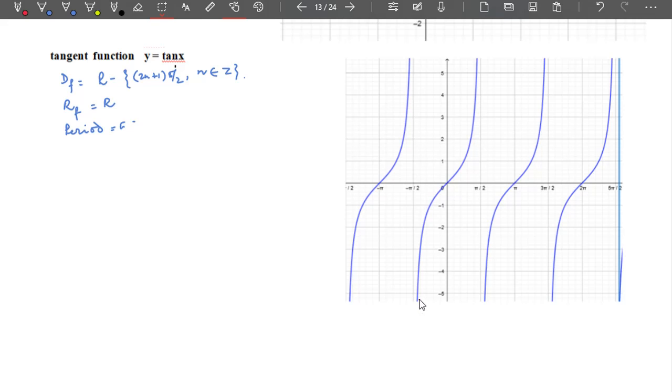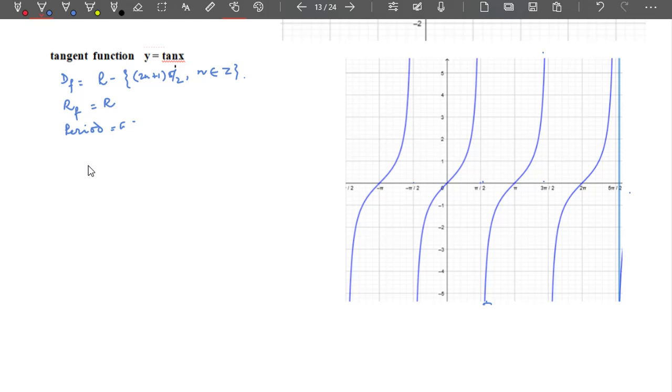It increases from minus infinity to plus infinity when it comes from minus pi by 2 to plus pi by 2, and then it again increases from minus infinity to plus infinity from pi by 2 to 3 pi by 2. Once again this process is repeated.